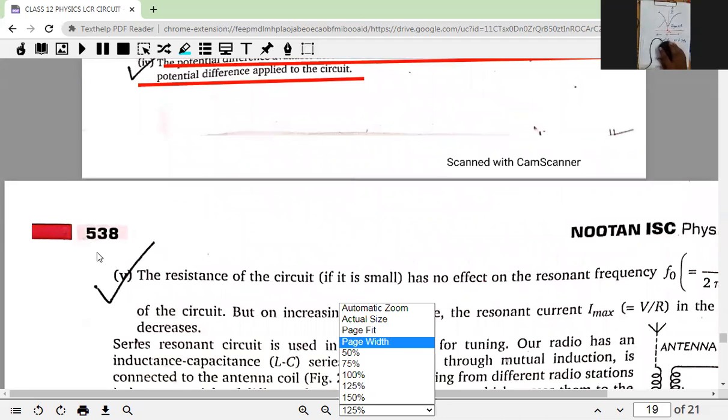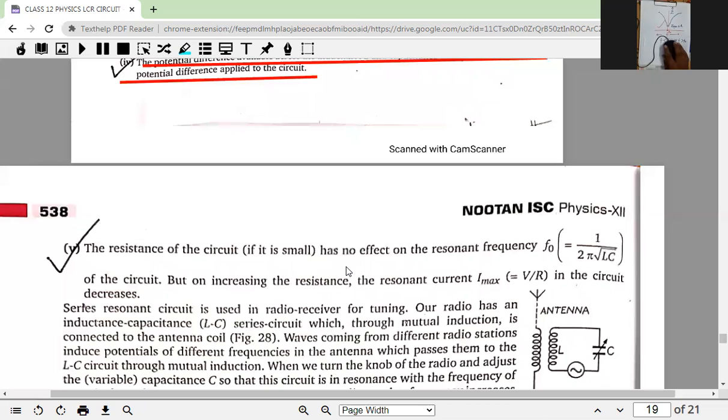The resistance of the circuit has no effect on the resonant frequency, provided it is very small. If it is large, then definitely it will be changed. It's clear. So this is all about the series resonant circuit.